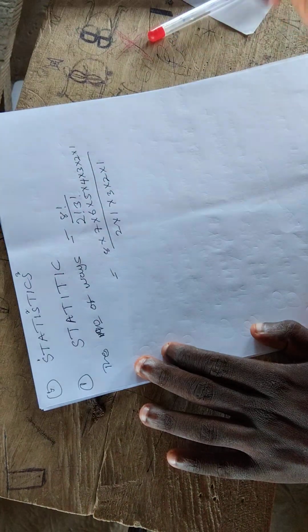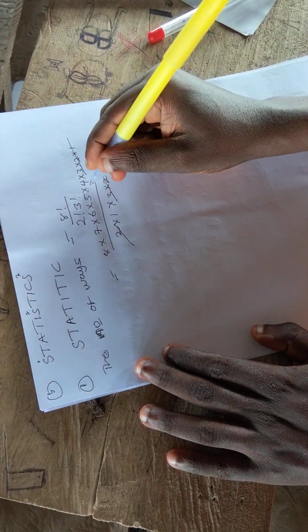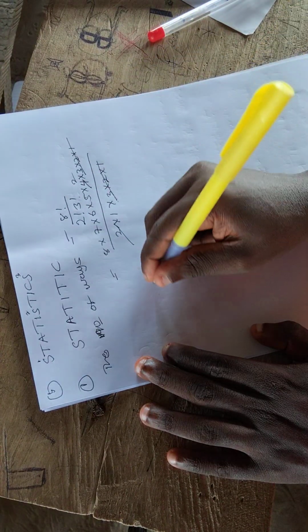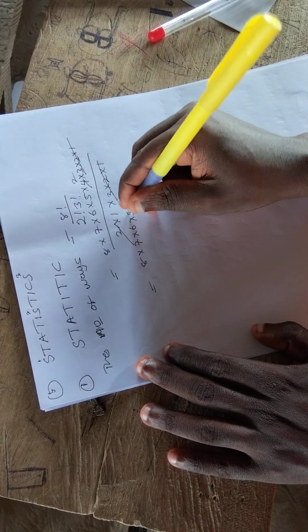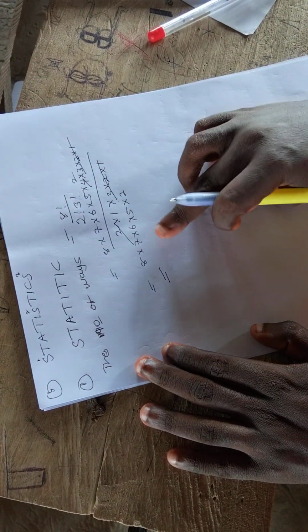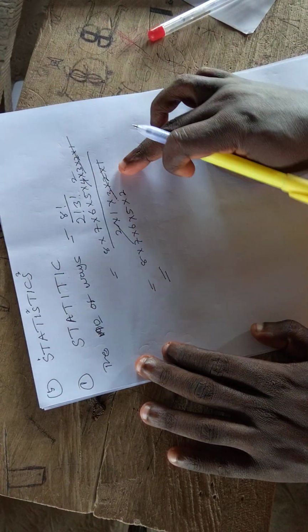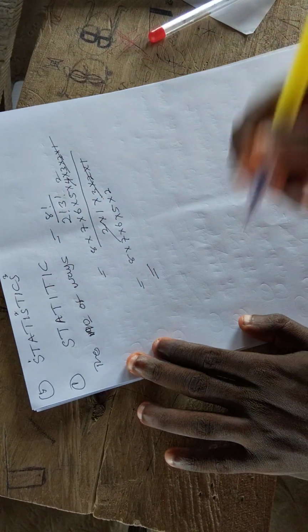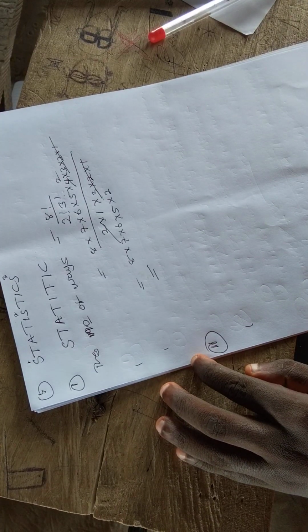If we cancel, 3 times 2 times 1 cancels this, and 2 cancels 4. So we are left with 8 times 7 times 6 times 5 times 2. When you multiply them, you have your final answer, the number of ways. So without wasting time, we'll look at the other question.